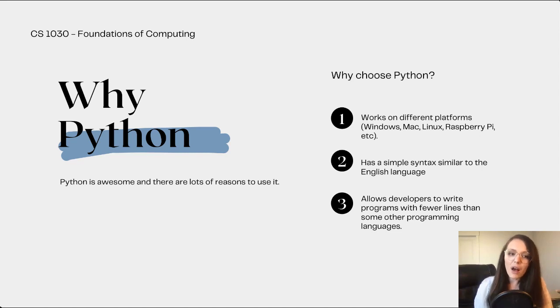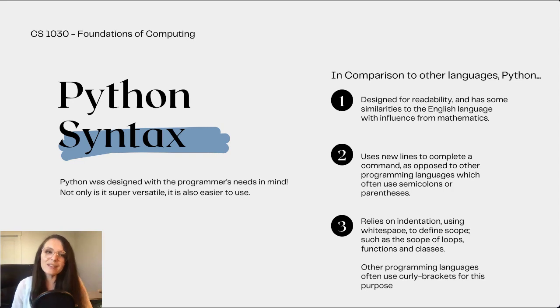Why choose Python? Because Python is awesome, and there are lots of reasons to use it. First of all, it works on different platforms, so you can use it on your Windows, Mac, Linux. You can use it on Raspberry Pi if you know what that is. It has a very simple syntax. It's similar to the English language, so it is easy to flow right into. It allows developers to write programs with fewer lines than some other programming languages, so it is easier to use essentially.